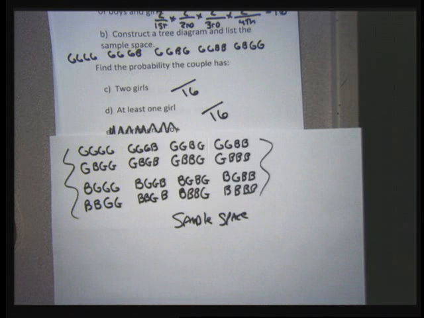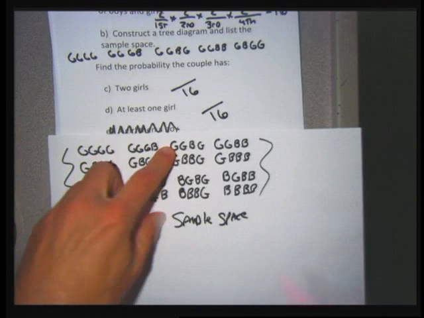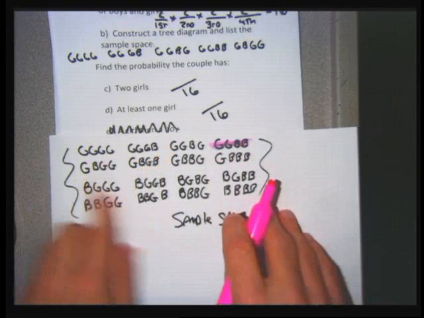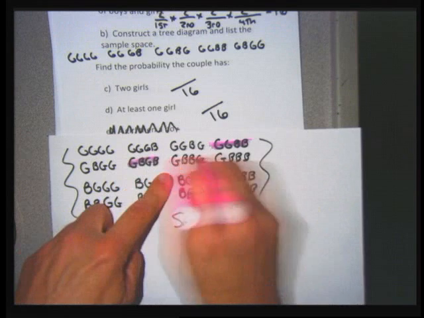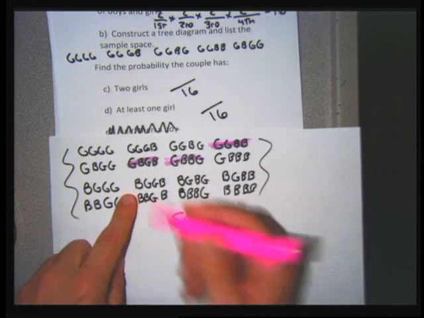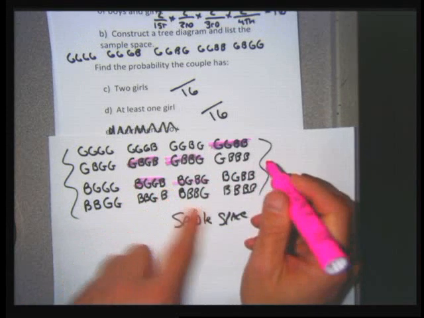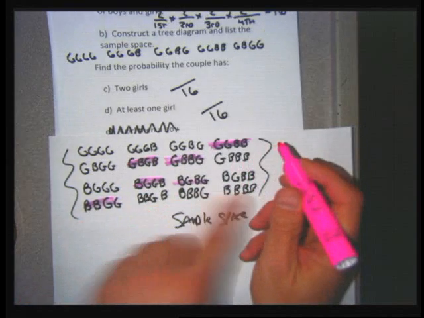For part C, they have exactly 2 girls. That's 4 girls, 3 girls, 3 girls, 2 girls. I'm going to count it in part C. And then 3 girls, 2 girls, I'm going to count it. 2 girls, I'm going to count it. 1 girl, no good. 3 girls, no good. 2 girls, good. 2 girls, good. 1 girl, 2 girls, 1 girl, 1 girl, no girl.